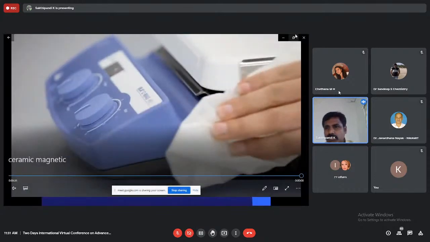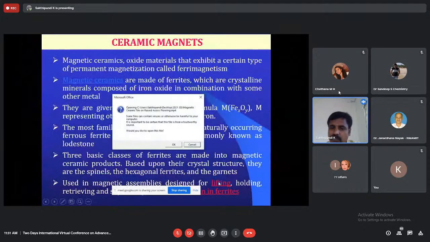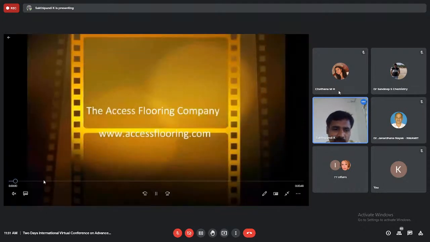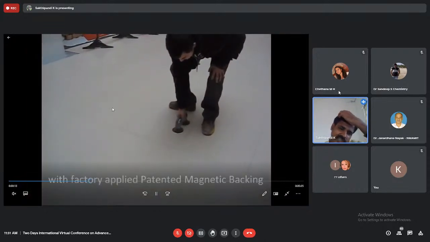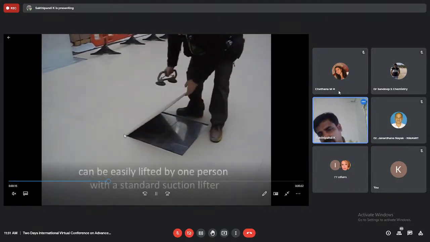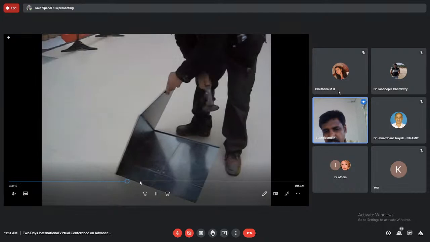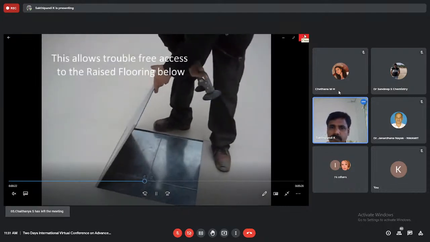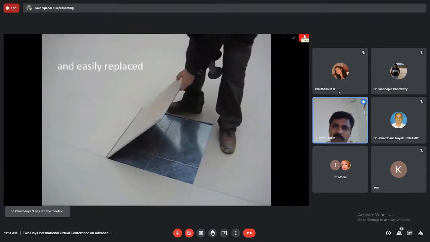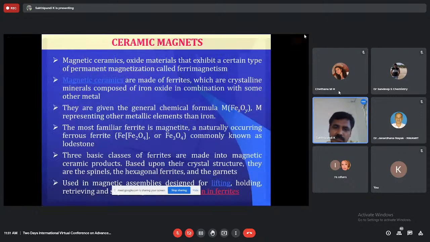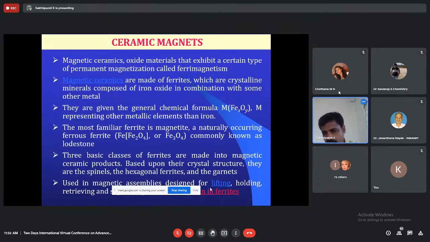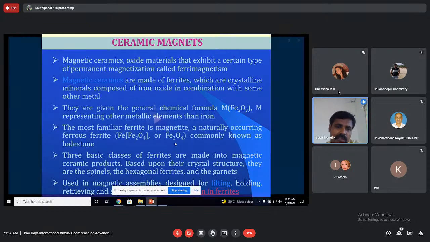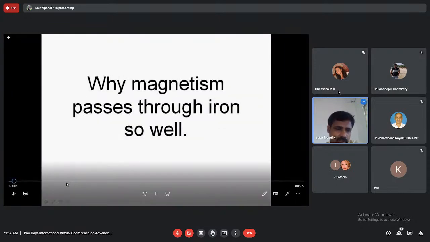So it is a ceramic, so it won't be affected. Even some of the tiles are also possible with the magnetic ceramic. The back side of the tiles will be coated with some magnetic material. Whenever you need, you can take out the tiles and put them in another place. You can change your tiles from hall to bedroom and bedroom to hall, like that you can change. These are also useful for recording magnetic structure.